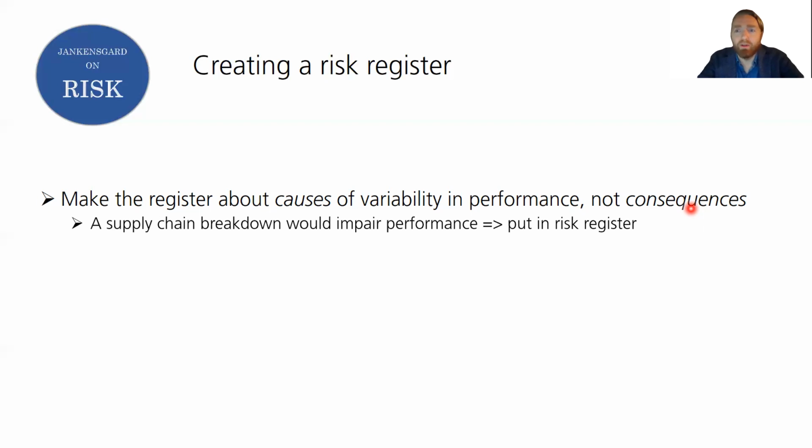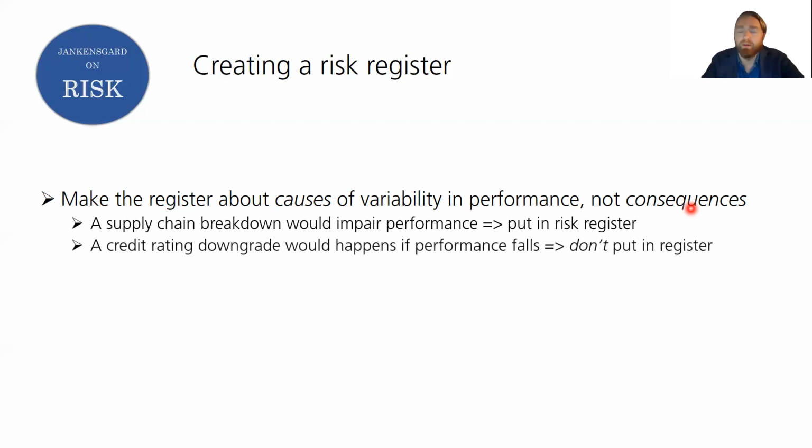All right, so let's say a supply chain breakdown is identified. There's a reasonable threat of that that would clearly hurt performance. You will have a direct negative consequence on our ability to execute our operations, right? So we put that in the risk register. That would cause a negative impact on performance. Whereas a credit rating downgrade, that's also a bad thing, but it would happen if performance were to fall, right? So it's a consequence of variability in performance, and we don't put it in the register.